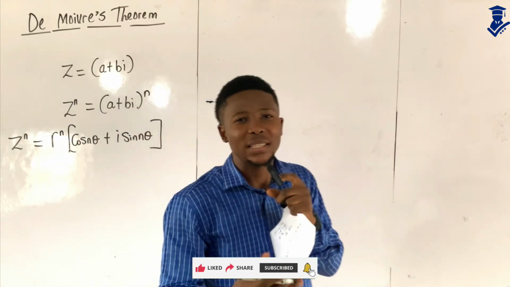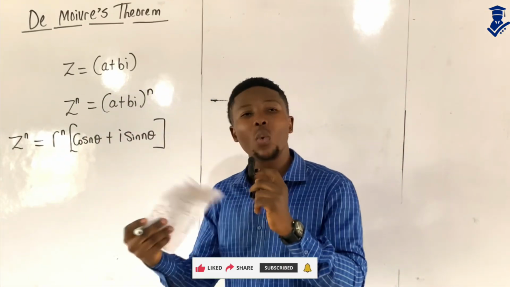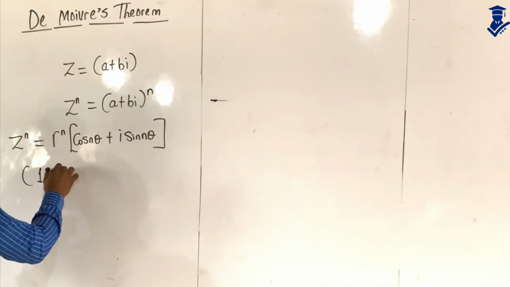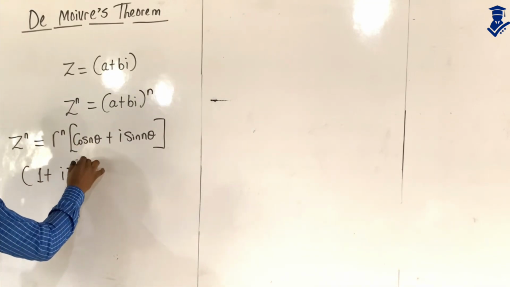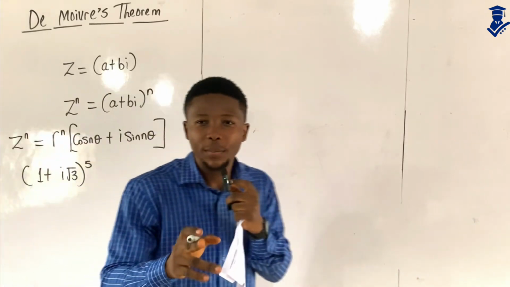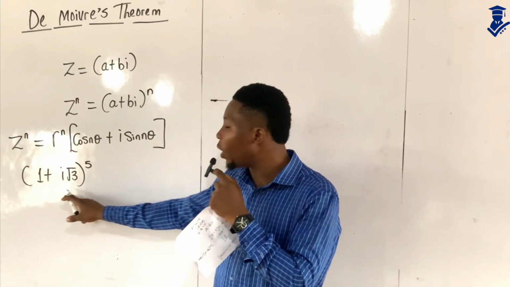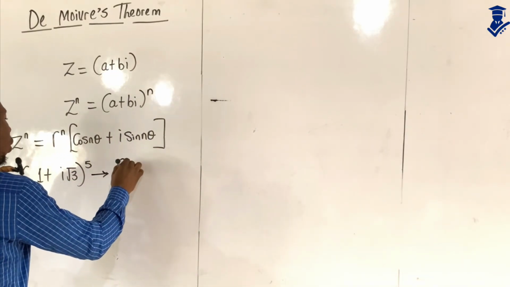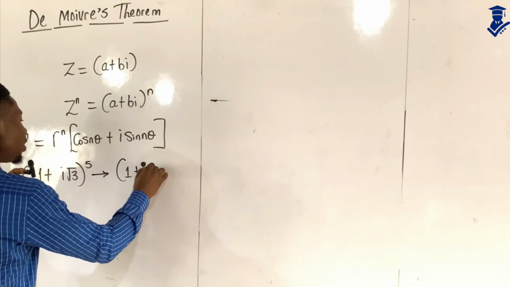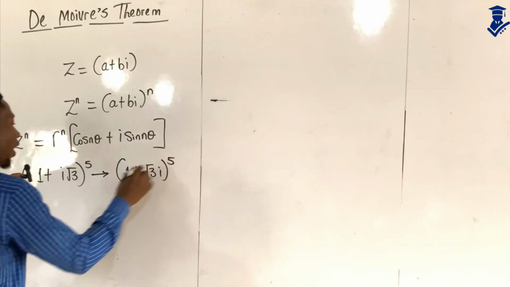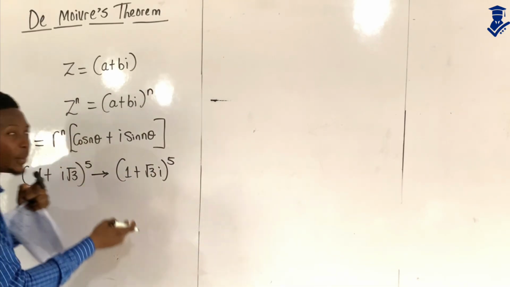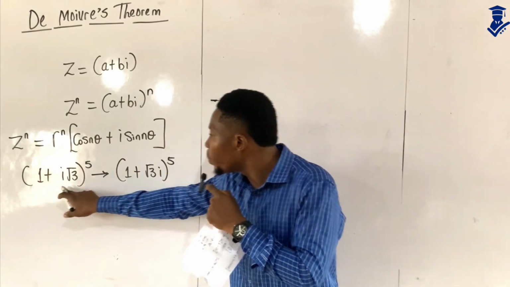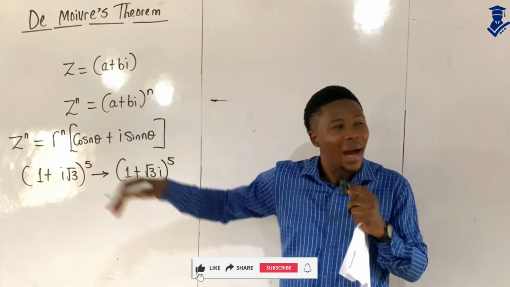Now, for instance, let's look at this example. Let's say we want to find the power of 1 plus i root 3 to the power of 5. Now, mind you, I can also write this question as 1 plus root 3i to the power of 5. Each of the ways you see them written, they still mean the same thing. So we want to find this to the power of 5. How do we do that?